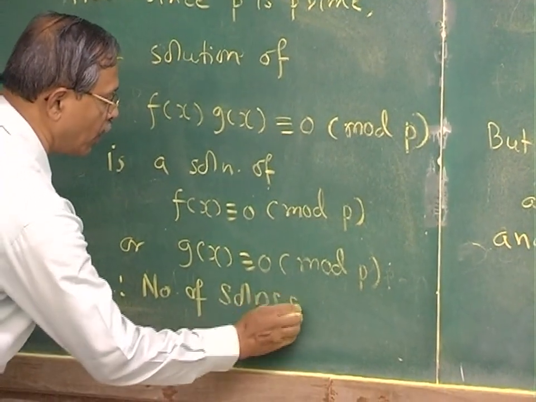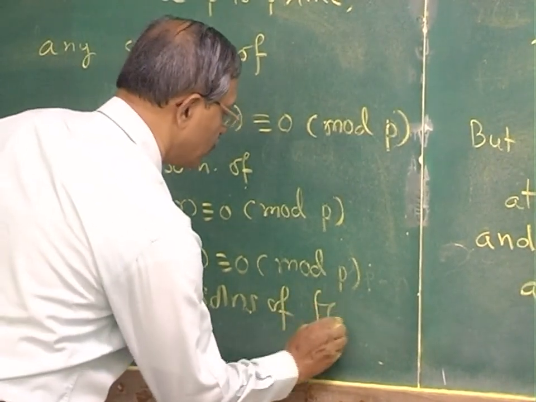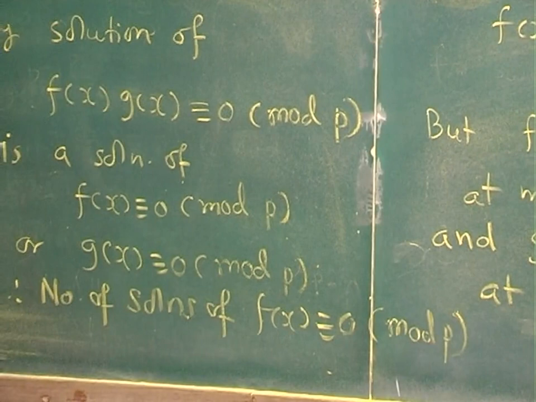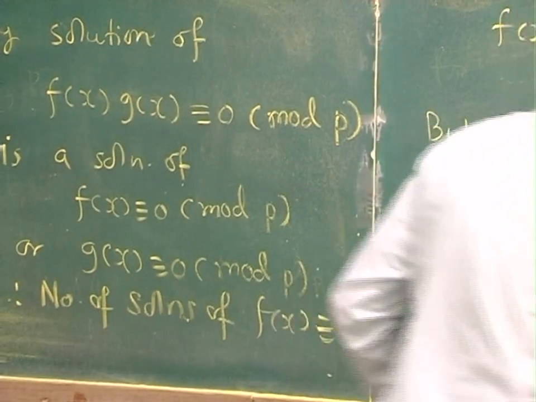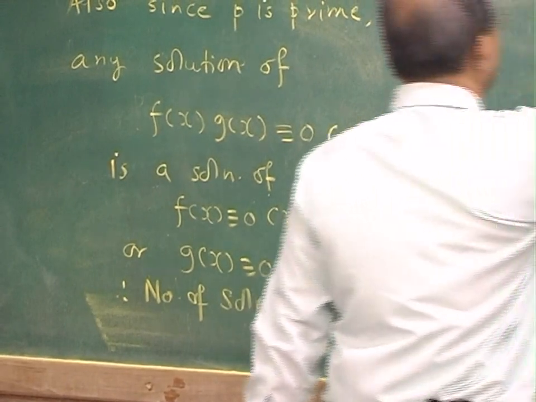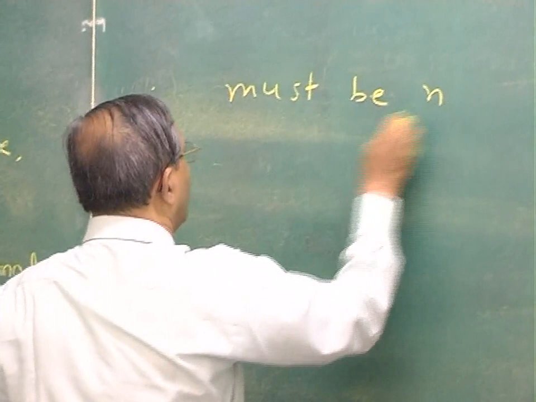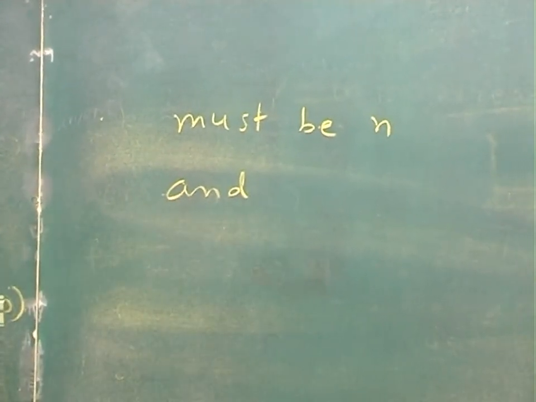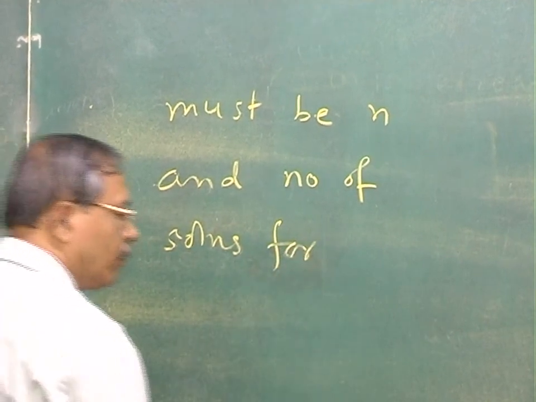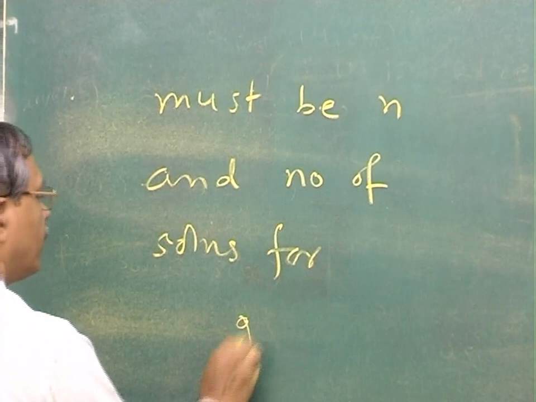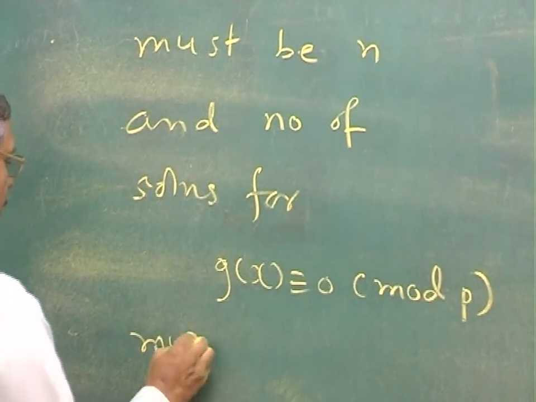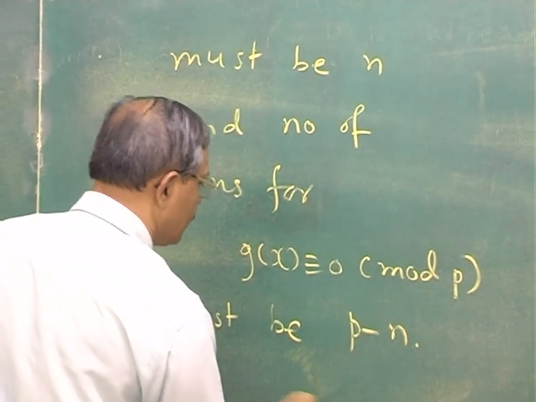So the number of solutions of f(x) congruent to 0 mod p must be n, and the number of solutions for g(x) congruent to 0 mod p must be p minus n. That's what we wanted.